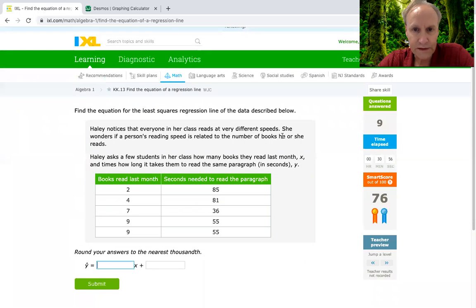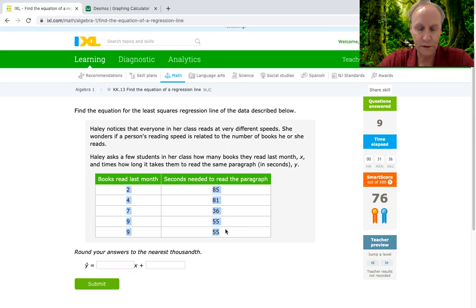Haley notices that everyone in her class reads at very different speeds. She wonders if reading speed is related to the number of books he or she reads. Books read last month and seconds needed to read the paragraph. So this is the time needed to read and the number of books. So as the number of books goes up, the time seems to be going down. This seems to be a pretty strong negative correlation, except for this weird outlier right here. This one seems to be the outlier, and you'll see it in our data set when we put it in.